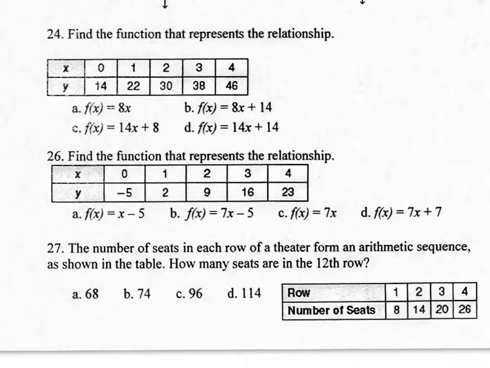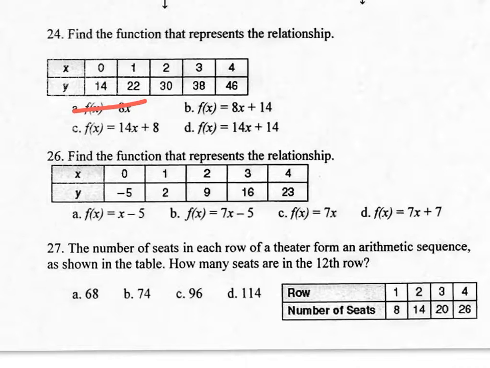Find the function that represents the relationship. Once again, these are coordinates, and you're really checking to see which of these machines produces these coordinates. Inputs are x's, outputs are y's. So if you input a 0 into the x right here on option A, 8 times 0 is 0, and that output is not a 0, so it can't be option A.